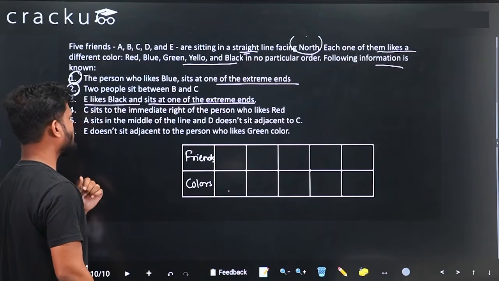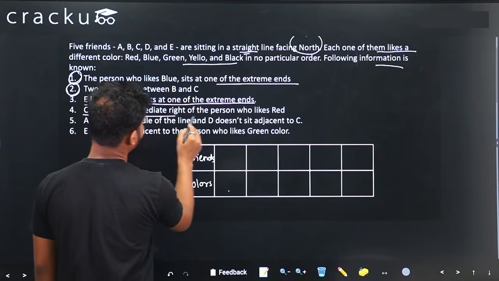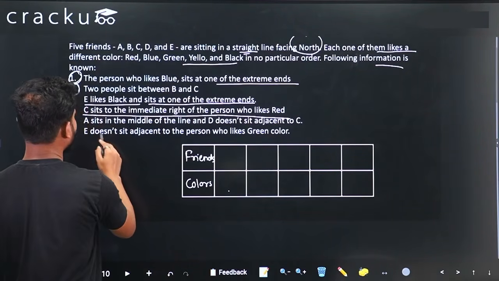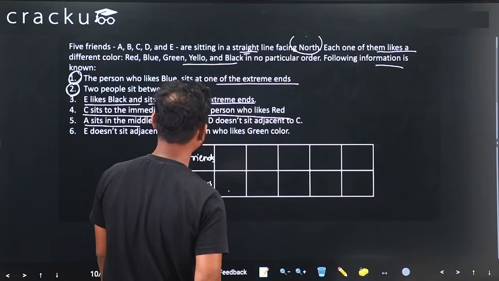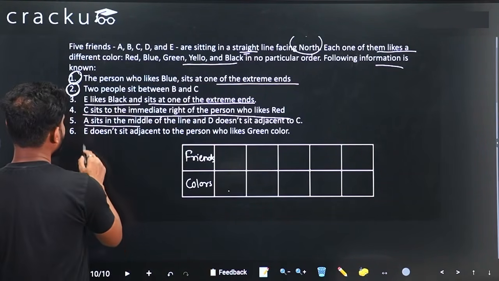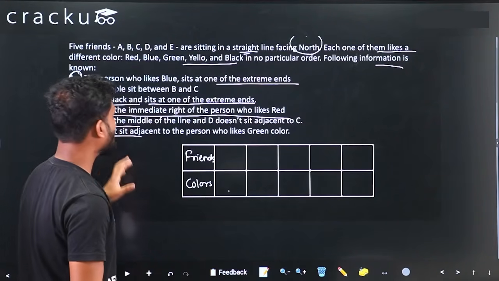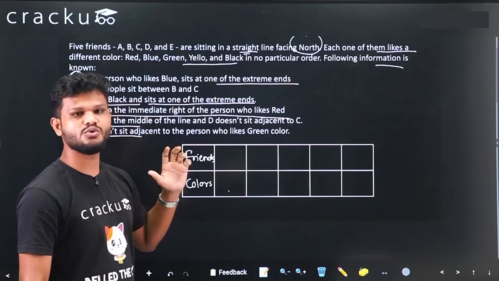There is one more clue. We know that C sits to the immediate right of a person who likes red. Okay, that is fine. Then A sits in the middle of the line and D doesn't sit adjacent to C. Okay, fine. Then E doesn't sit adjacent to the person who likes green color. Now all of these seem like very indirect clues. There is no direct clue here.